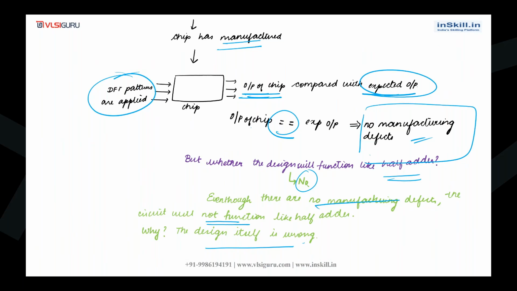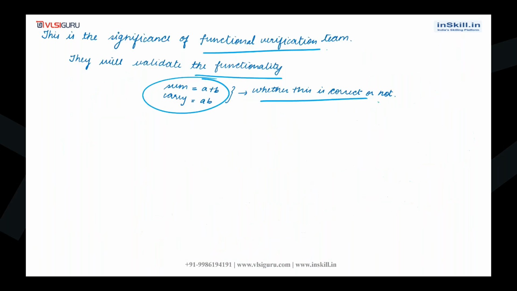No, because even though there are no manufacturing defects, the circuit will not function like a half adder because the design itself was wrong. That is the significance of the functional verification team. The functional verification team validates the functionality. So sum is equal to A plus B, carry is equal to AB. Whatever is written, whether this is correct or not, that is what will be checked by the functional verification team. They will be validating the functionality.